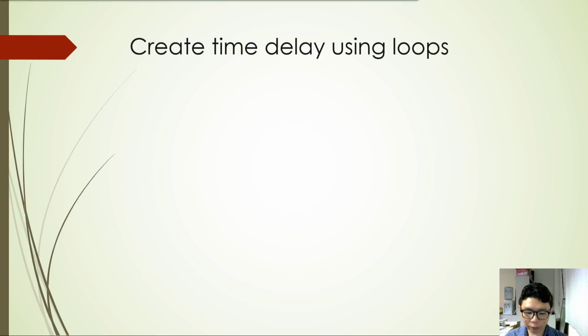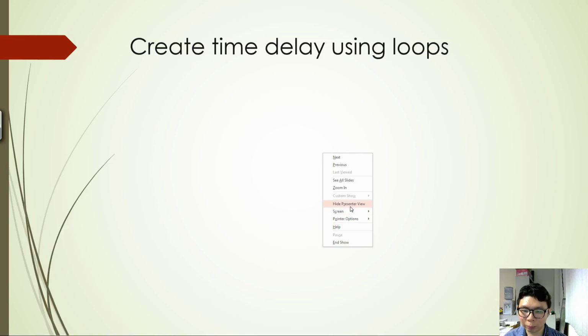I figured I should explain a little bit more about creating delays using loops. Earlier we saw in class that by using loops we can actually create a time delay. We can create a certain amount of delay by executing loops. So let's proceed.